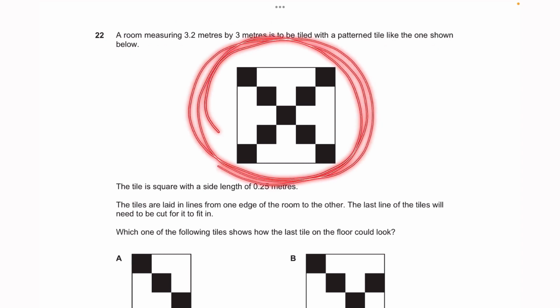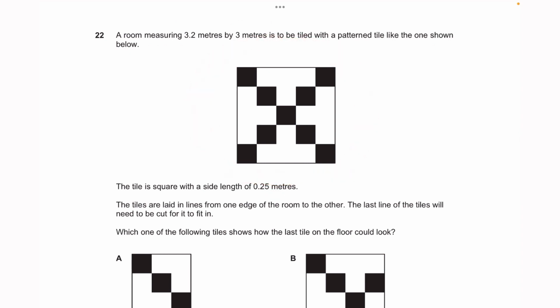So you can see here, this is the desired tiled pattern that has been given. Now it says the tile is square with a side length of 0.25 meters. So I'm going to write the information as we go. So we know it's a square. So I'm going to indicate that it's a square by drawing these lines, and it's 0.25 meters.